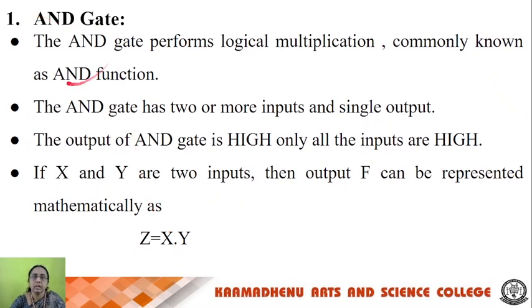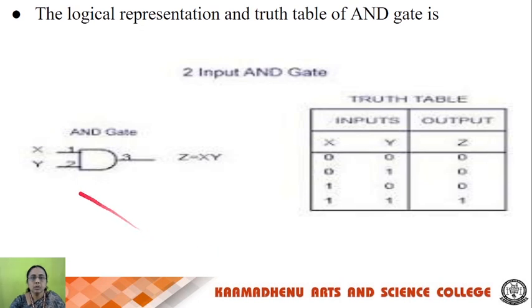First one is AND gate. The AND gate performs logical multiplication, commonly known as the AND function. The AND gate has two or more inputs and a single output. The output of an AND gate is high only if all the inputs are high. If X and Y are two inputs, the output Z can be represented as Z equal to X dot Y, because the AND gate performs logical multiplication. So the equation is Z equal to X dot Y. This is the logical representation of the AND gate.